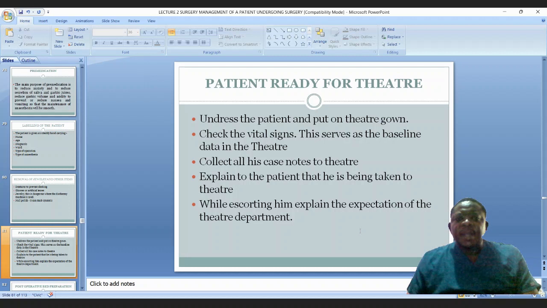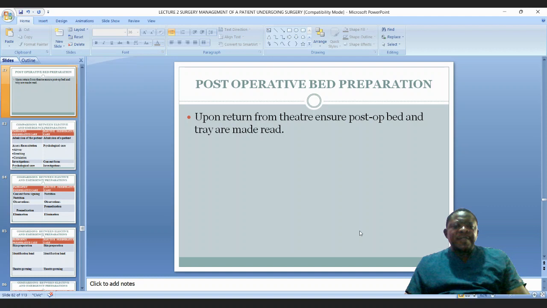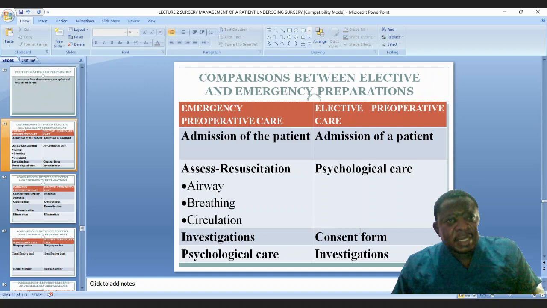Okay, then after you have given handover to the theater nurse, you will have to come back and make a post-operative bed. When you make a post-operative bed, this ends the pre-operative care, whether emergency pre-operative care or general operative care. It ends at making the post-operative bed where you're going to receive the patient. Okay, so now with that said, let's have a comparison between elective and emergency surgery.